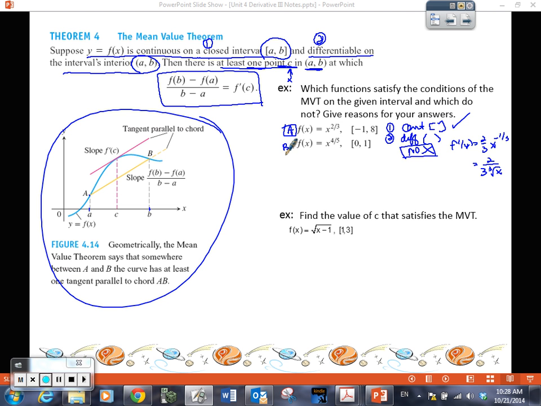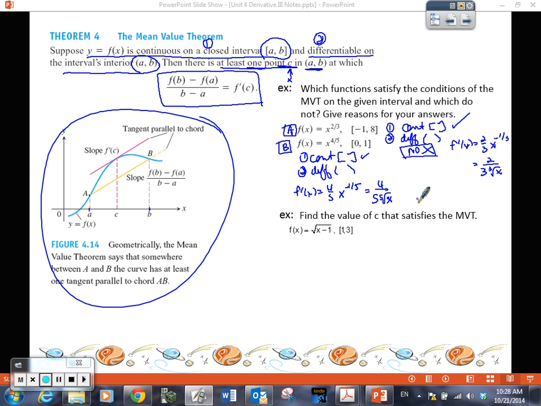So, let's look at part B. And let's check that one out. So number 1, is it continuous on the closed interval? Yes. Number 2, we want to see if it's differentiable on the open interval. So that's checked. So let's find the derivative. So f prime of x would be 4/5 x to the negative 1/5, or 4 over 5 fifth root of x.